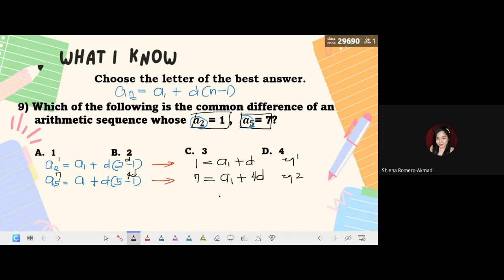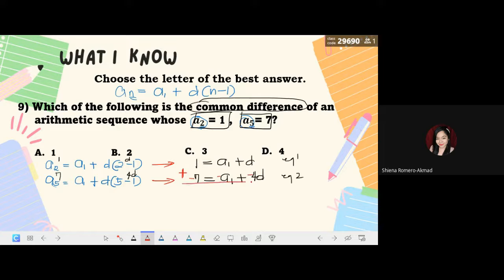Okay? Ano yung gagawin natin for us to get the common difference? What we need to do is to subtract. Okay? Subtract this equation from the equation above. So, instead of positive terms dito sa baba, magiging negative yan. Kasi remember, when you subtract, you have to change the sign and proceed to addition. So, you change the sign from positive, magiging negative, and then we will proceed to addition.